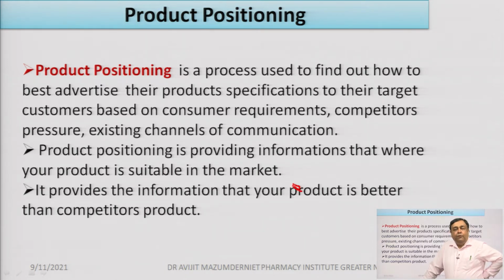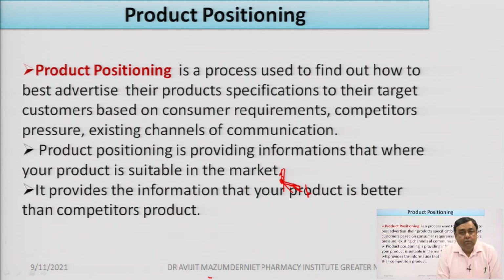Now, whenever we are doing product positioning, we have to see how to best advertise our product specification to our target customers. Customers have given you a requirement. They have told you, I want a pen of black color, a gel pen of black color. This is the maximum price I can afford. Now, product positioning means you are placing the product in front of the customer. The way you arrange, the way you depict is your skill. In fact, that is the reason why marketing is a skill.